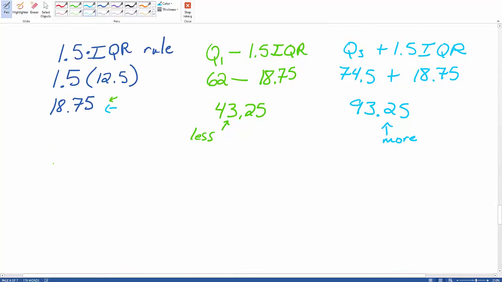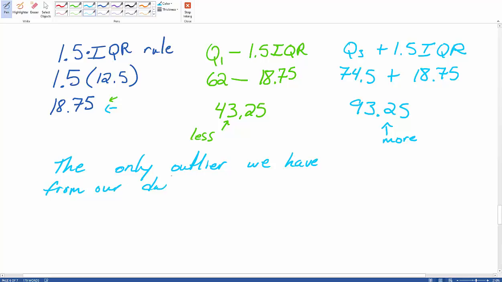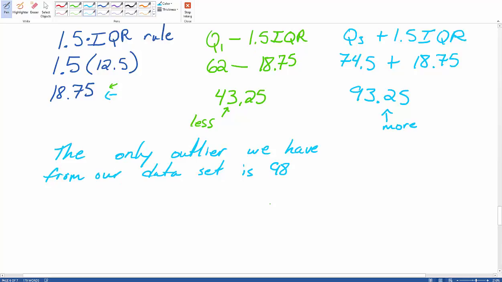So the outlier we have from our data set is 98. Again, that is problem 10A from our target 3.